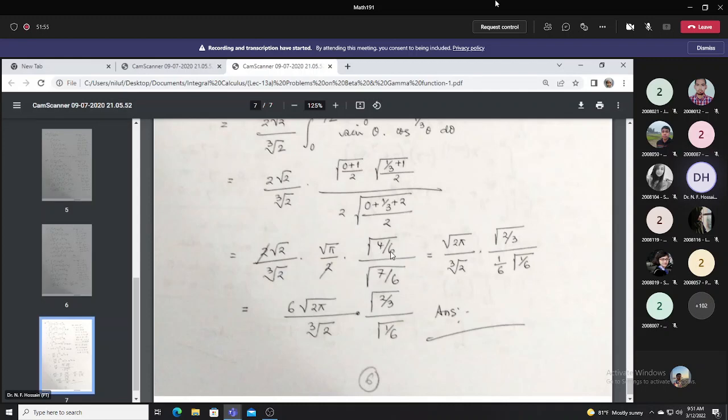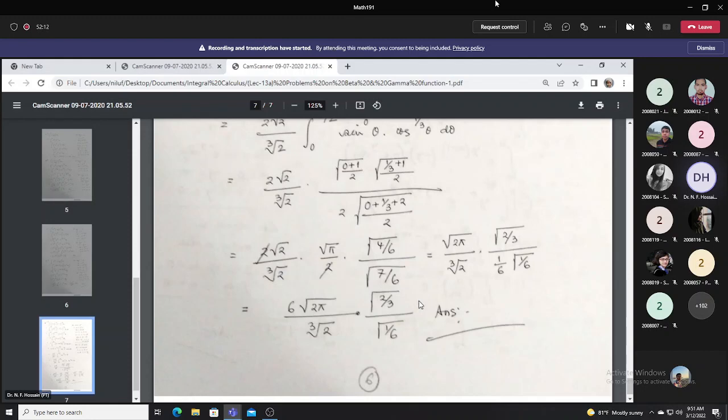4 by 6 means 2 by 3. So gamma 2 by 3 divided by this gamma 7 by 6 can be written as 1 by 6 into gamma 1 by 6, right? Now you just do the simple algebra, and this is your result.